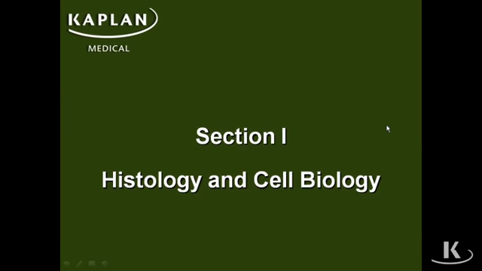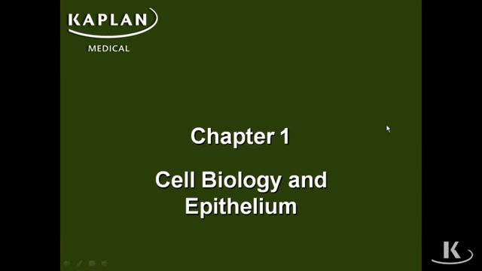The next section of the anatomy review deals with the issues of cell biology and histology. And we're going to start out by looking at an individual cell with regard to its subcellular organelles and its cytoskeleton, and finish up this chapter with a comparison of various different forms of epithelia.